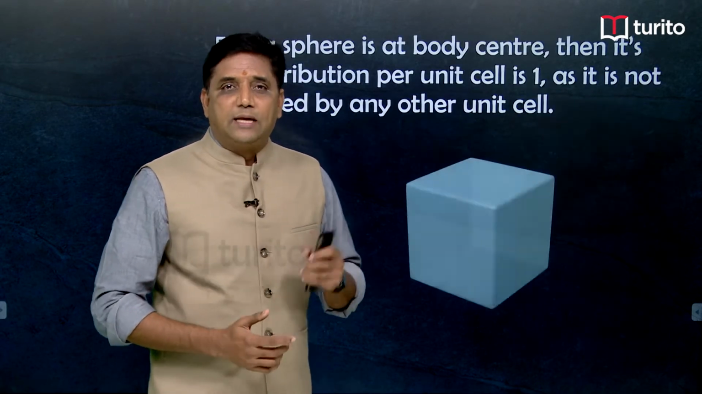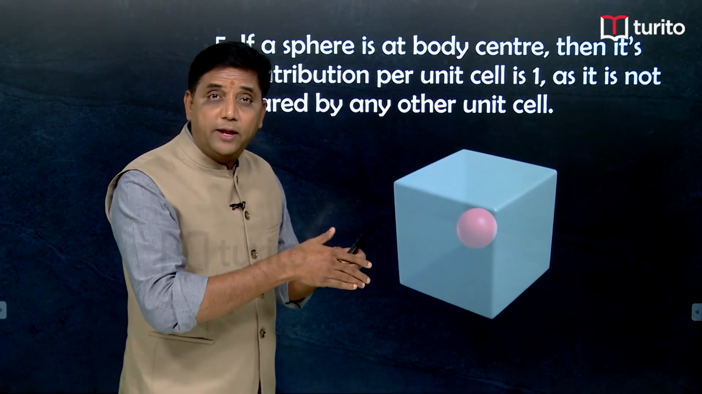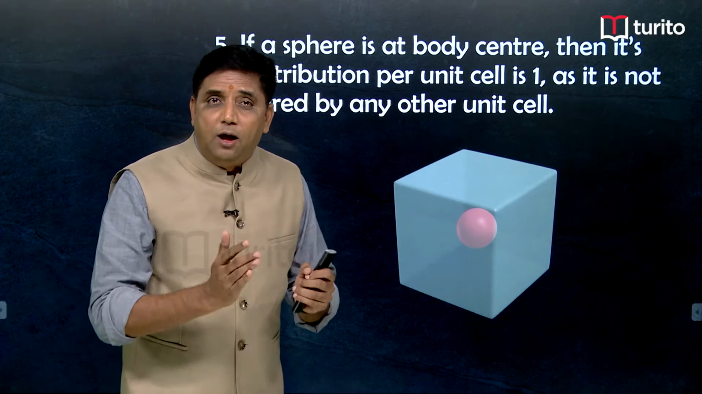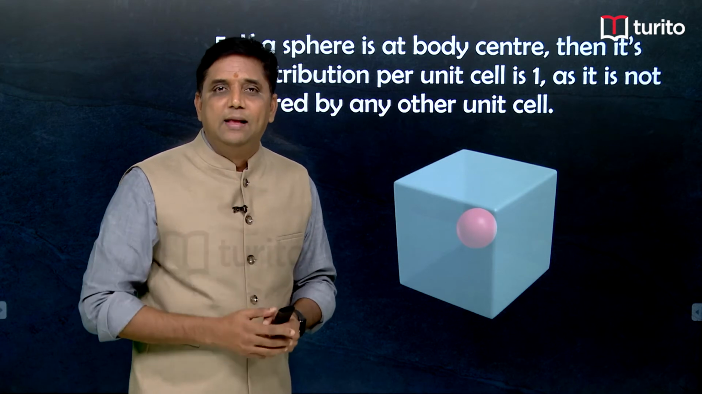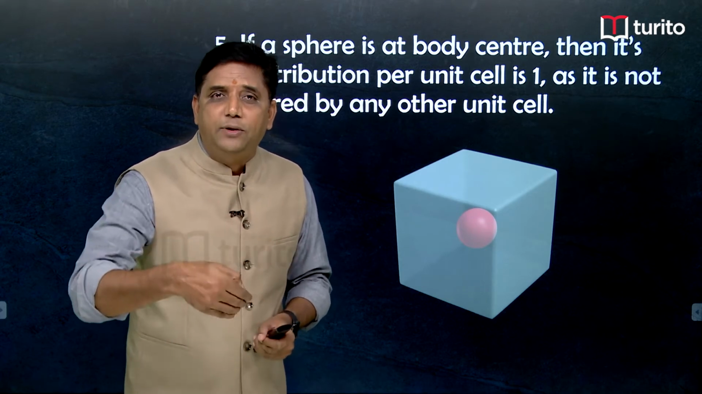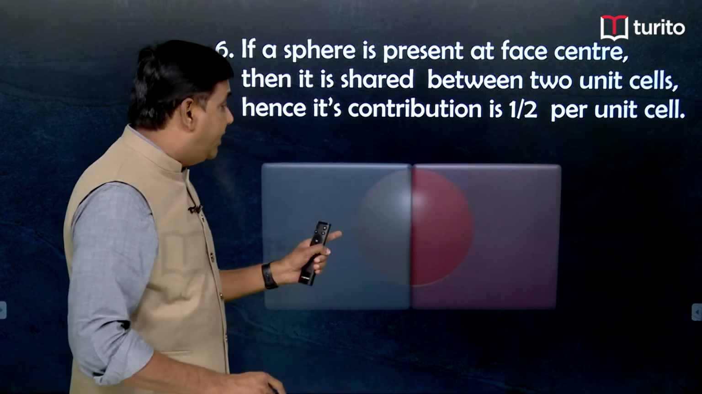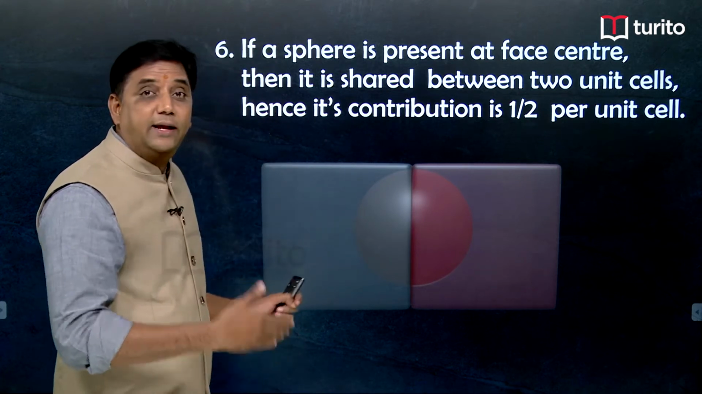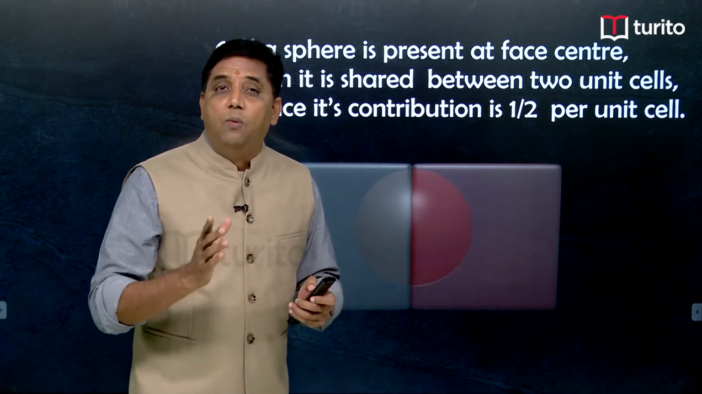Now let us see how a sphere present at a particular position is shared with the other unit cells. Suppose a sphere is present at the body center, meaning it is present at the center of the cubical unit cell. It is not shared with any other unit cell and it belongs to only one unit cell, therefore its contribution per unit cell is 1. That means if the sphere is present at the body center, its contribution per unit cell is 1. Suppose the sphere is present at the face center, that is shared between two cubical unit cells. That means effectively half of the sphere is present in each and every unit cell. Therefore, its contribution per unit cell would be 1 by 2.